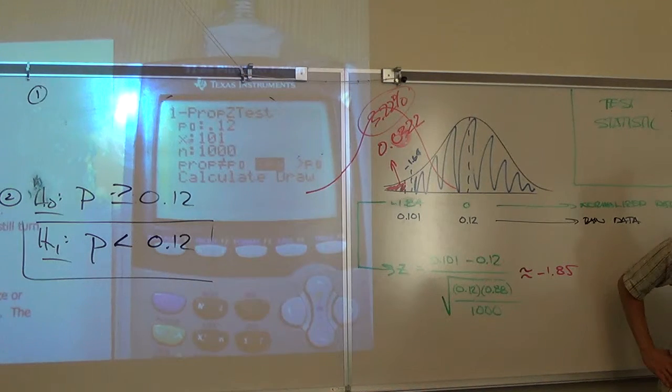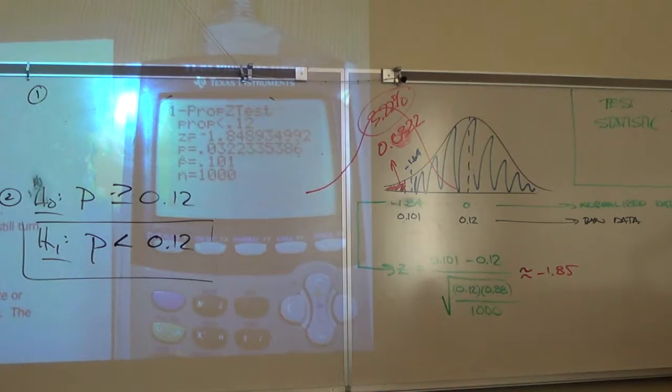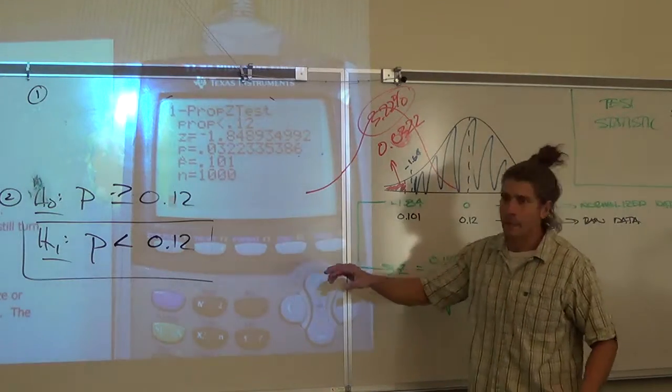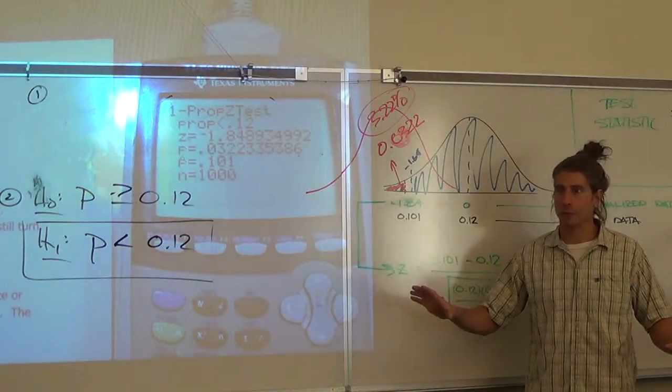Then you have two choices. You can calculate or you can draw. Let's do them both and you guys decide. Let's do calculate first. So you scroll down and press enter. It's going to think for a couple seconds and come back with some results. Did anybody get an error? Let's fix the errors right now before we go any further.